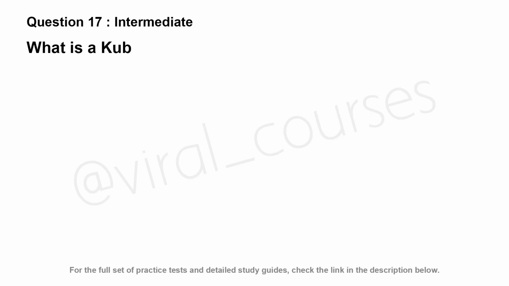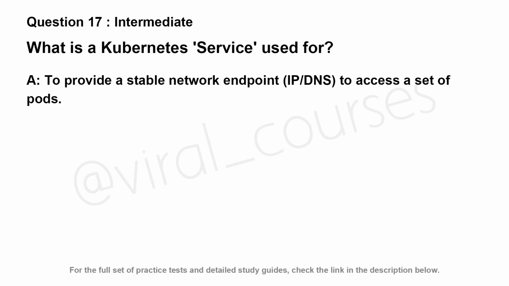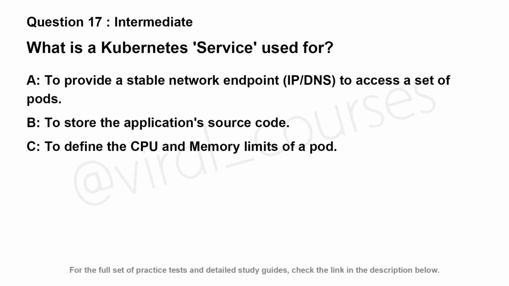What is a Kubernetes service used for? Option A. To provide a stable network endpoint, IP or DNS, to access a set of pods. Option B. To store the application's source code. Option C. To define the CPU and memory limits of a pod. Option D. To restart pods that have crashed.